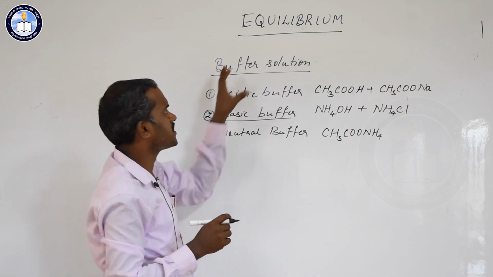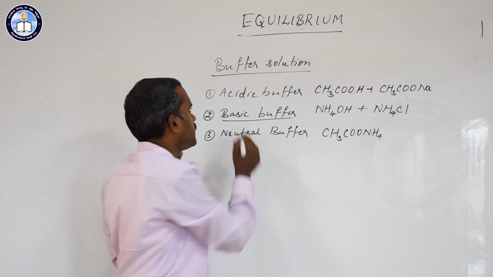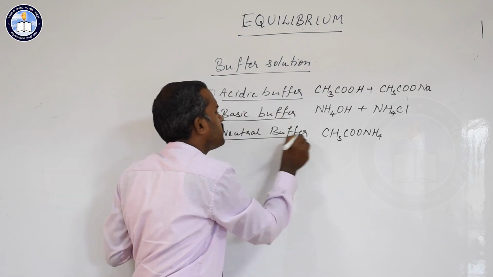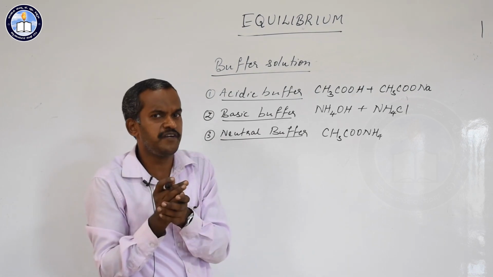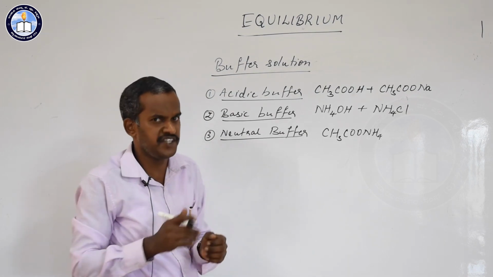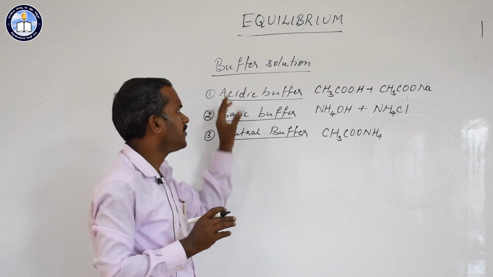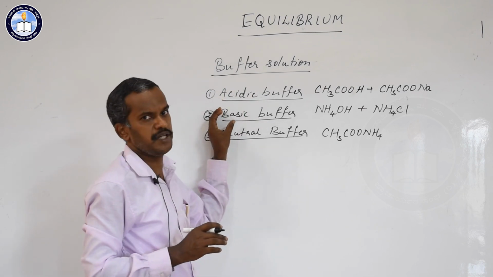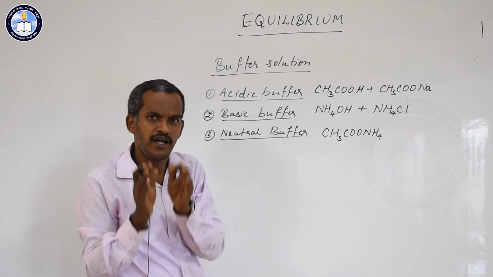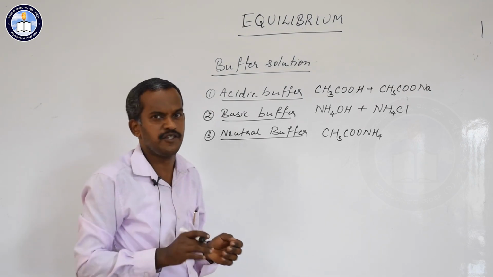So first of all you have to understand what a buffer solution is, then you have to remember the different types of buffers: acidic buffer, basic buffer and neutral buffer. Now one more small aspect, which is excluded from the syllabus for this year, is the Henderson-Hasselbalch equation for the pH calculation in the acidic buffer and the pOH calculation in the basic buffer. I'll just mention the expression, and the derivation is not in the syllabus for this year.